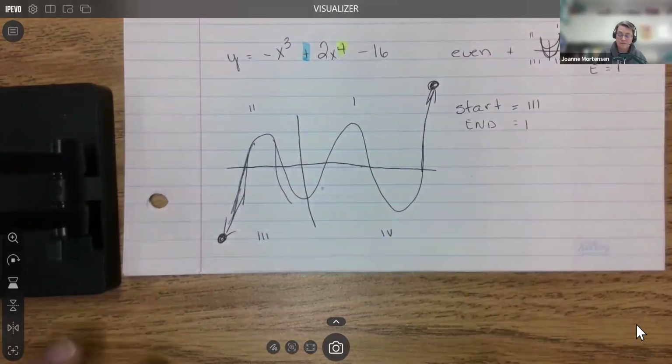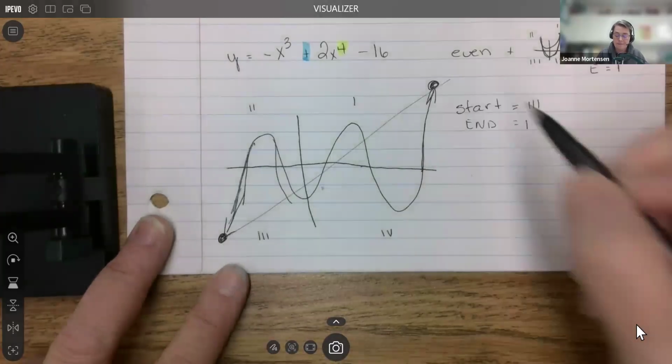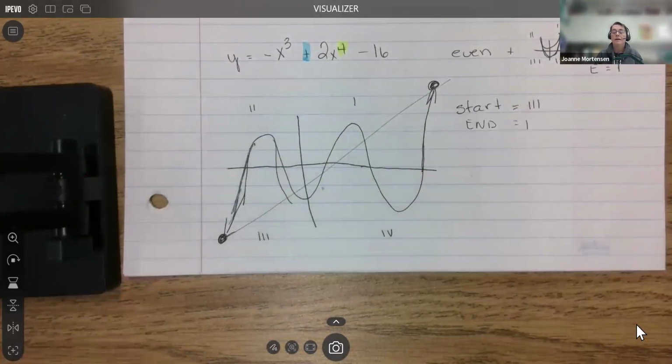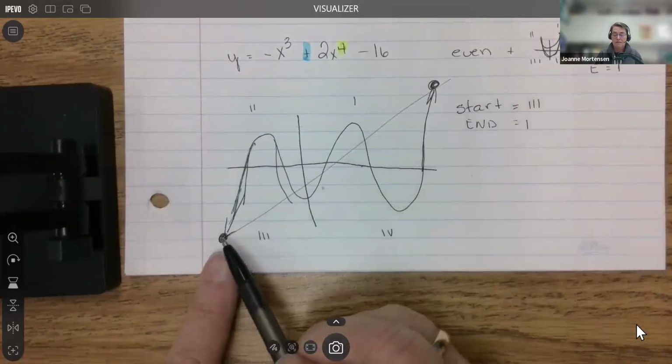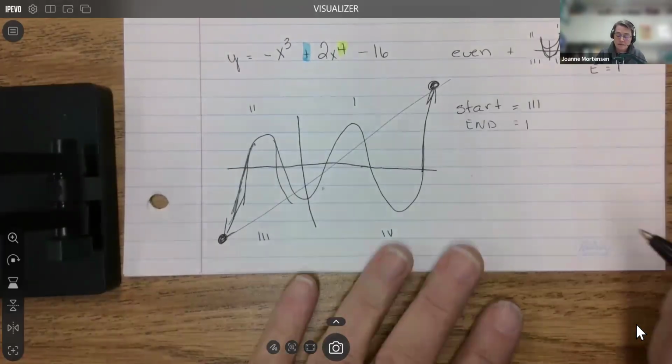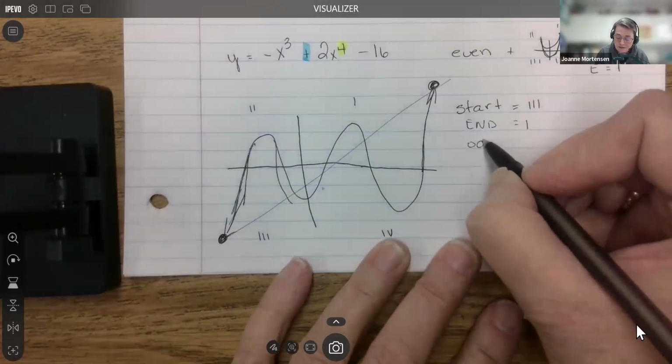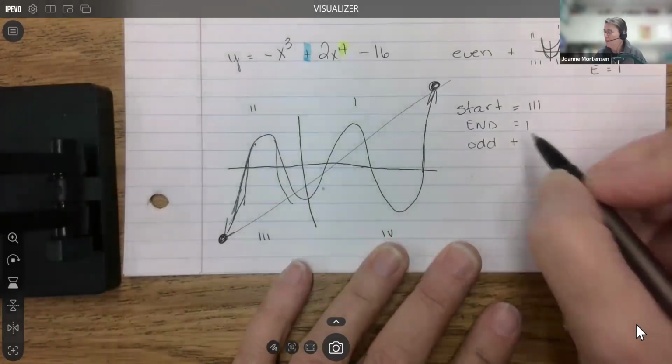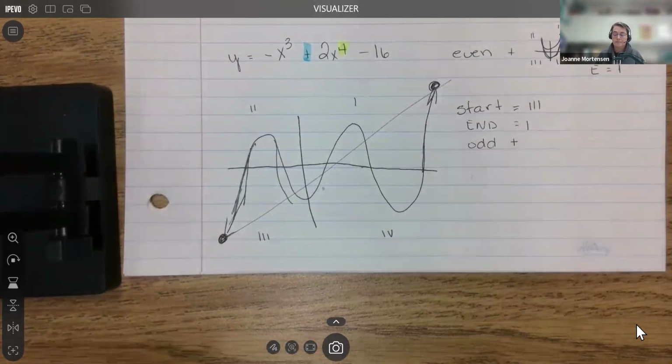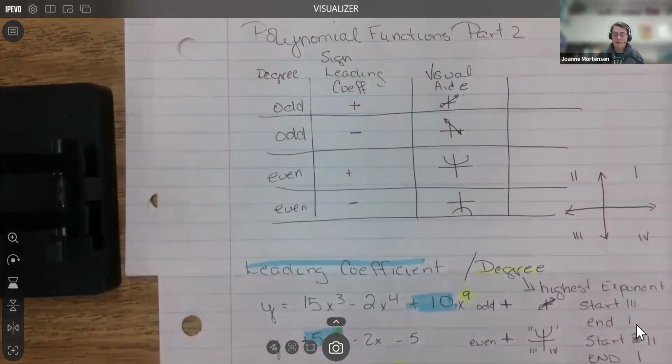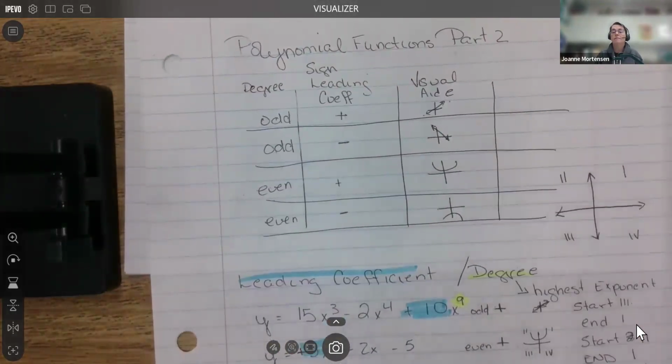So this is what I do: I don't care about the wobbles in the middle. All I care about is from there to there. So that is going to be an odd and positive. How do I know? Because essentially it's that graph with just some wobbles in the middle.